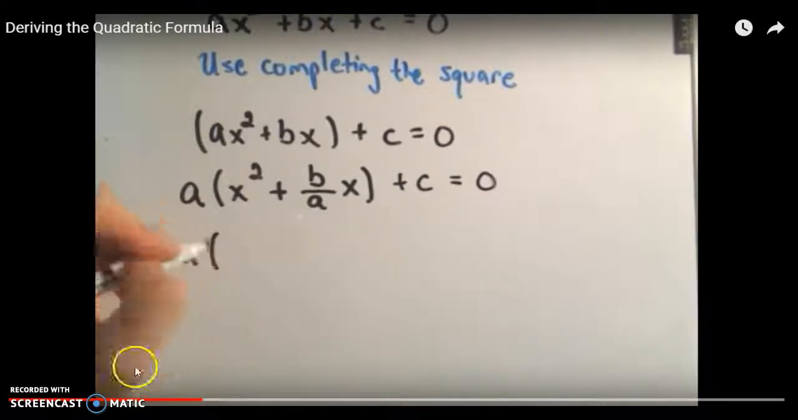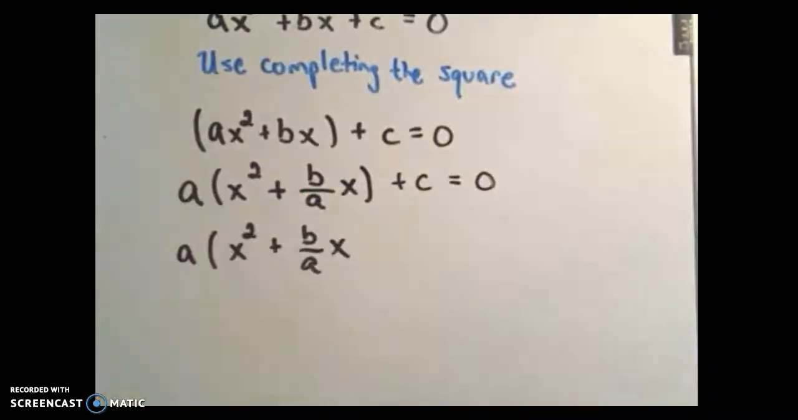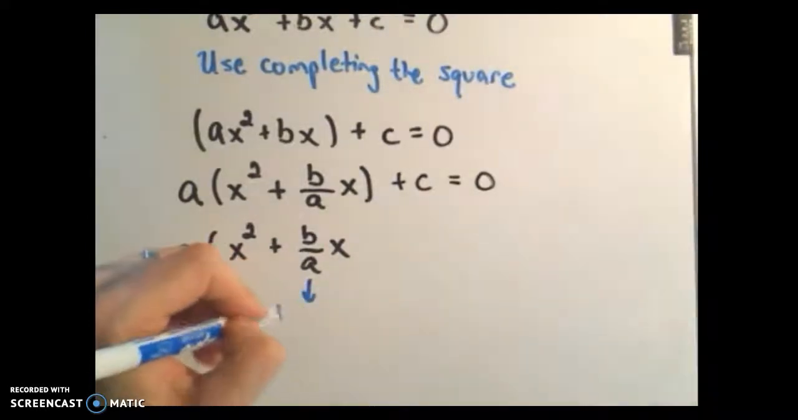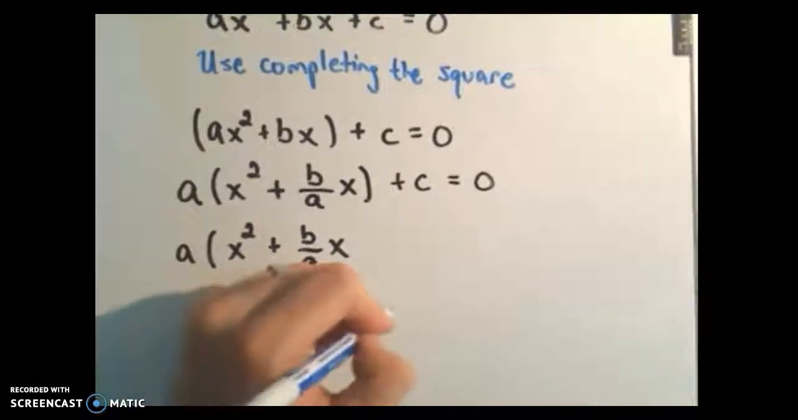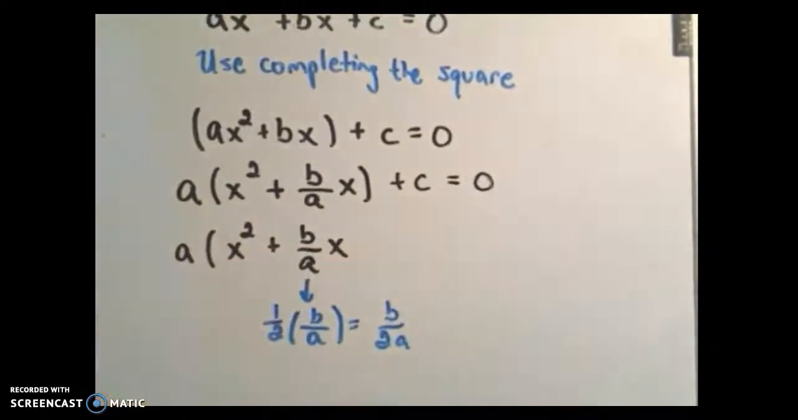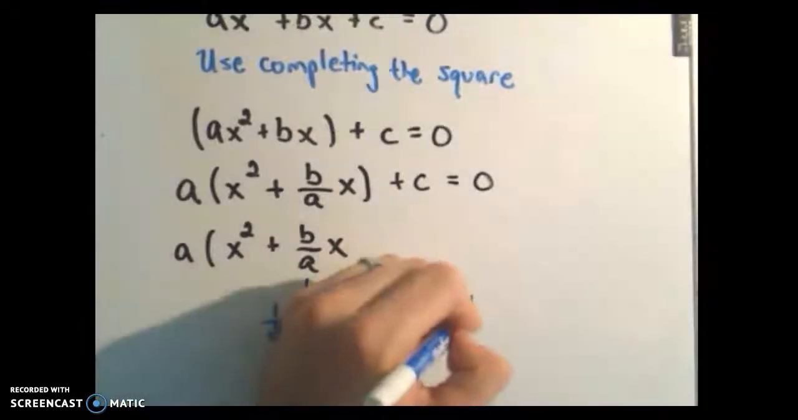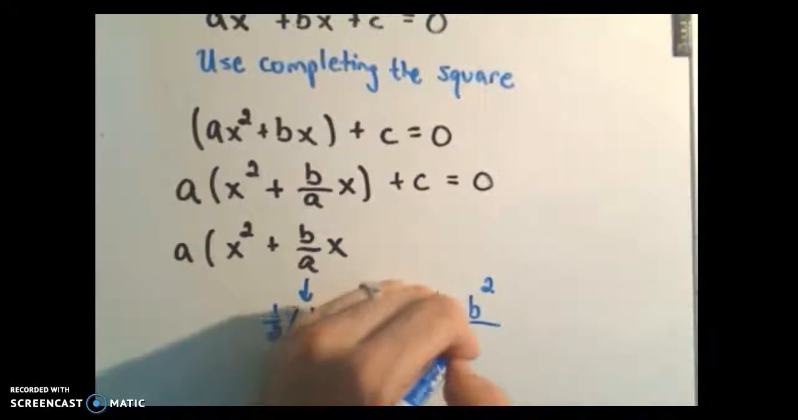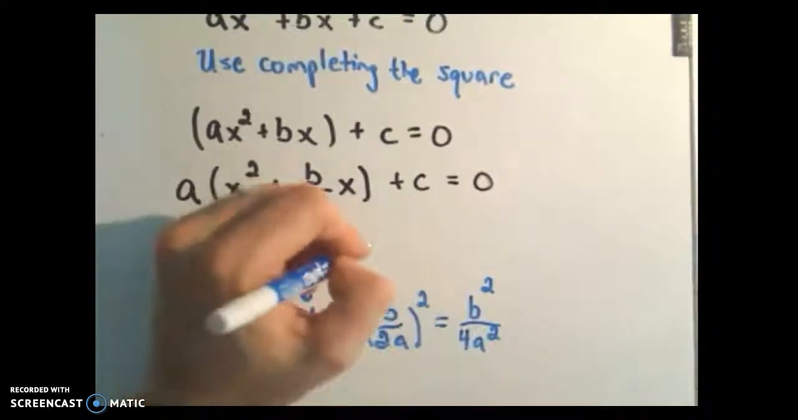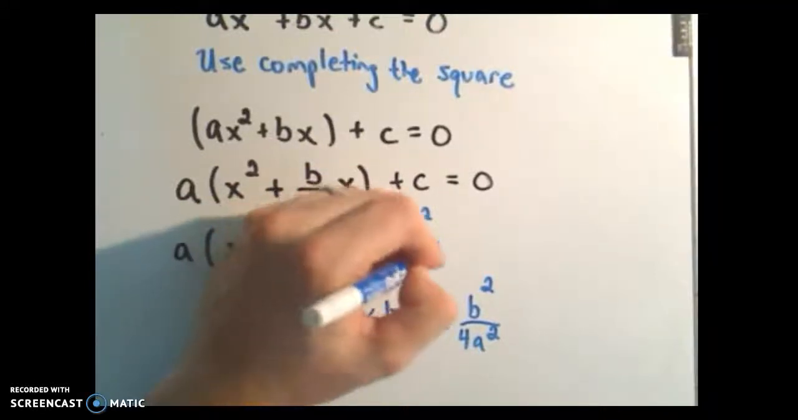Now, completing the square says we throw some extra stuff inside of here. What we do is we take 1/2 of whatever the number in front of x is. So that's 1/2 of b over a, which is just b over 2a. And then we square that. That means we square the top and square the bottom. If you square the top, you get b squared. If you square the bottom, you get 4a squared. So the new thing that we throw in there is b squared over 4a squared.